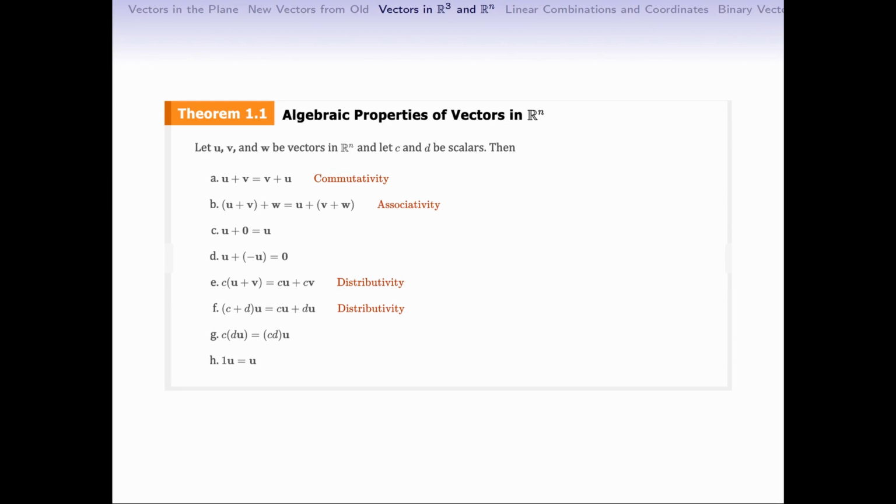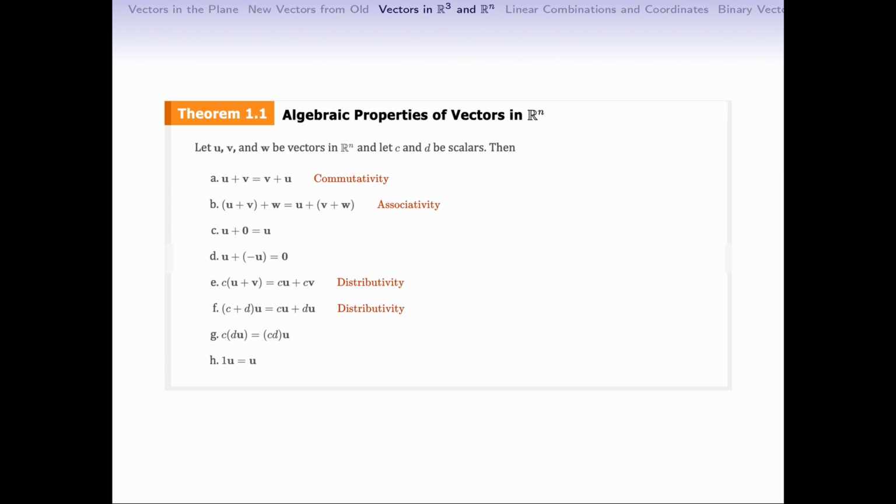Now, throughout this theorem, we're going to let u, v, and w be vectors in n-dimensional space, and c and d are going to be scalars. Now, this theorem has parts a through h. I'm going to work out some details for proofs for parts a and b.